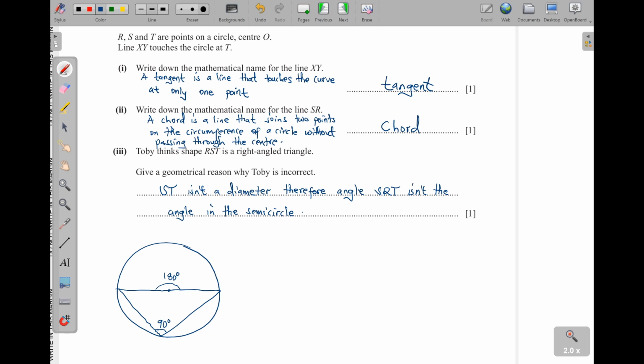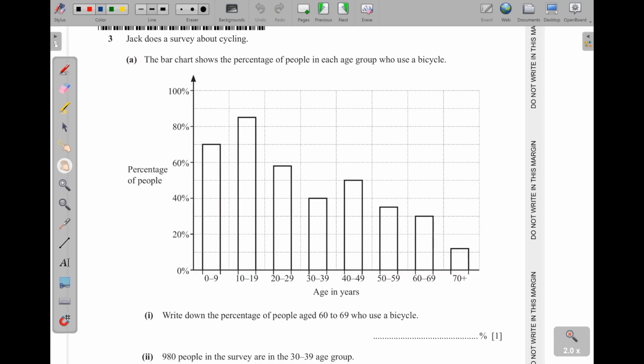So what we know is that the angle in the semicircle is always a right angle. In other words, the angle subtended by the diameter at the circumference of a circle is always 90 degrees. Next, question 3 is coming from statistics, I think.